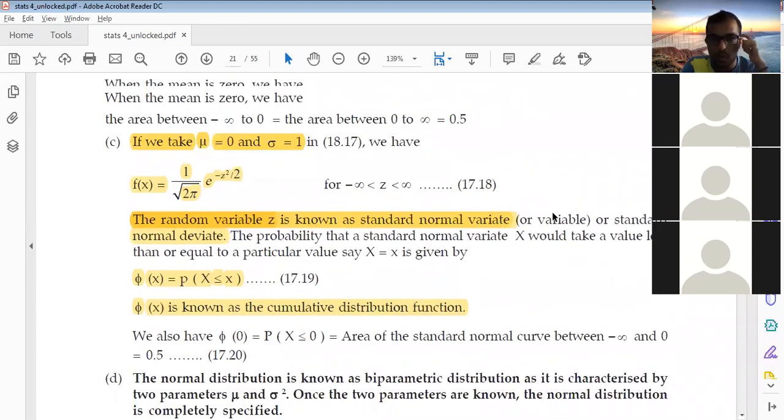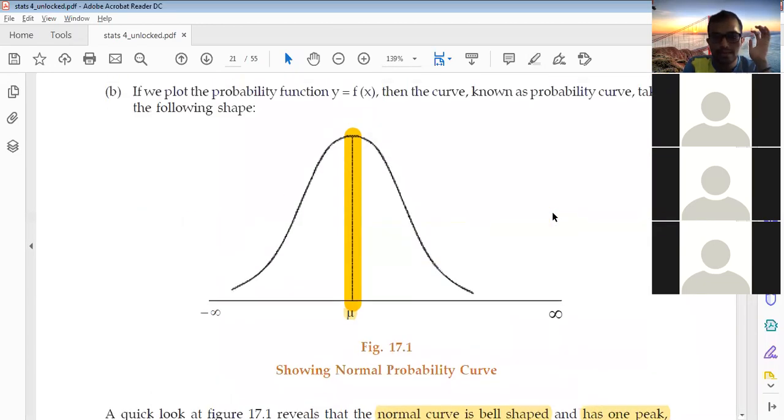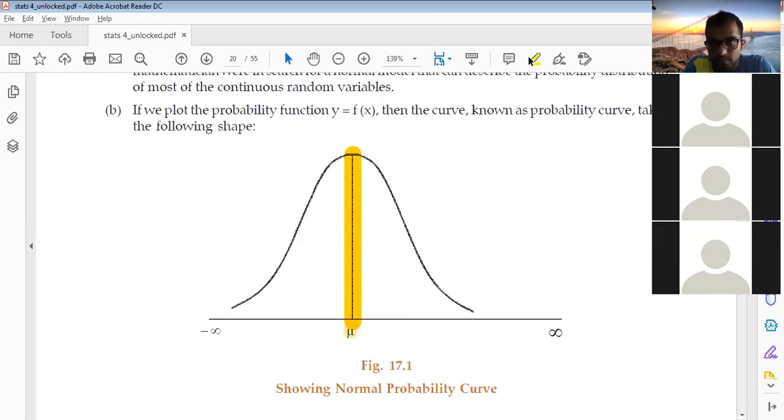We come to the same old debate now. Let us consider this curve as a standard normal curve. What's the difference between a normal curve and a standard normal curve? The normal curve has a mean. In the standard normal curve, this mean is equal to 0.